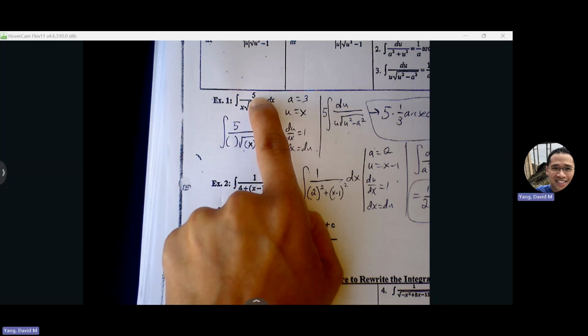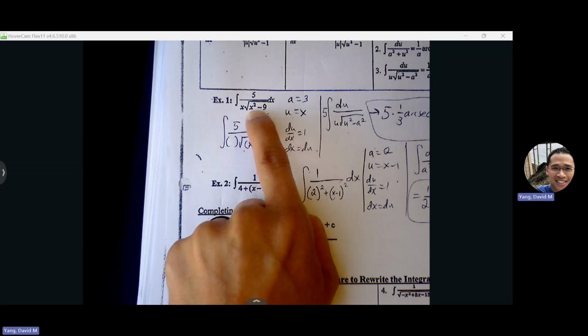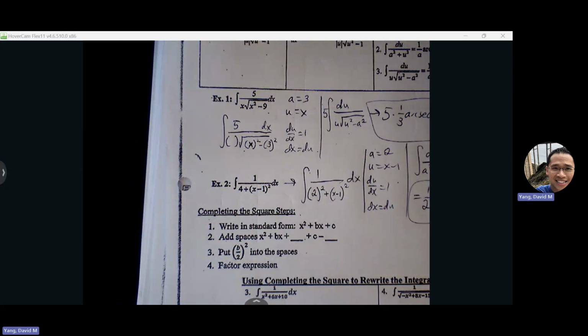Lower than that. No, 0. What's the highest degree that you see? Ignoring the square root, that's degree 2, right? So there's a gap. Anytime you see a gap of 2 or more, that's an indication that arc trig is going to help bridge that gap.